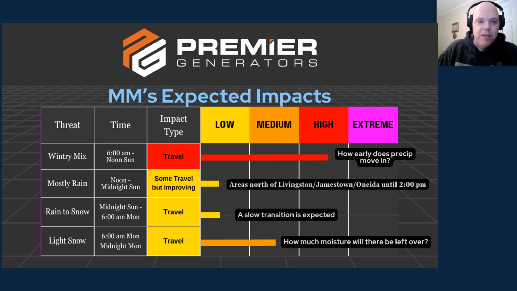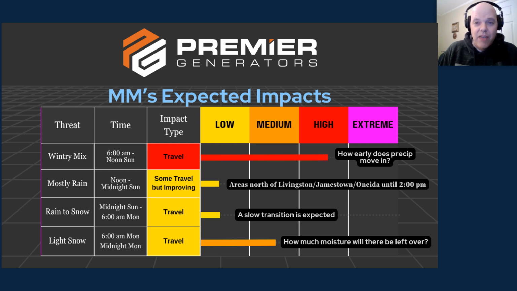So Premier Generators brings us our M&M's expected impacts, and I didn't change this graphic much from this morning. I did make the high risk to travel in the red there. I did make that bar longer, you may notice. And then we still wonder how early does the precip move in, because that would cause a thicker coating of glaze. But by noon, many of us, if not all of us, should be in plain rain, okay?